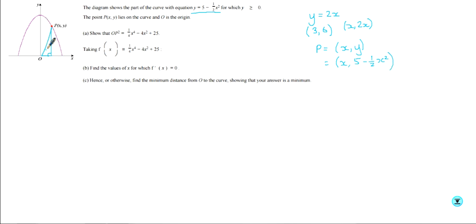Okay, so let's go back to this picture, and if we think about it, that there is x, and this length here would normally be y, but we know that is 5 minus half x squared. Now we can use Pythagoras' theorem, and hopefully it gives us this. So let's write that down. Okay, so OP squared is going to be x squared plus (5 minus half x squared) squared.